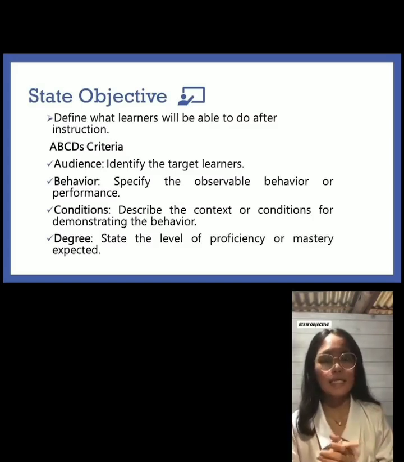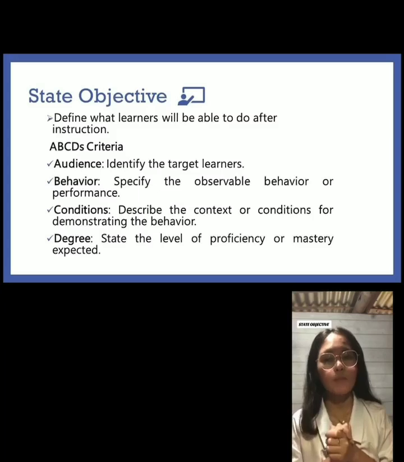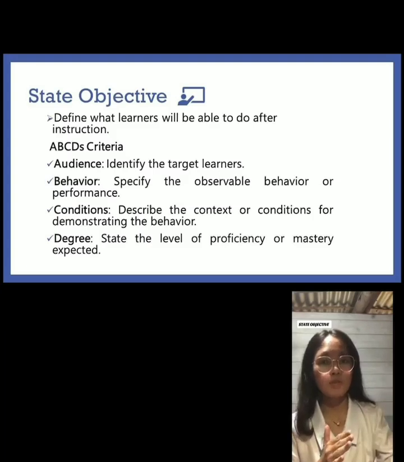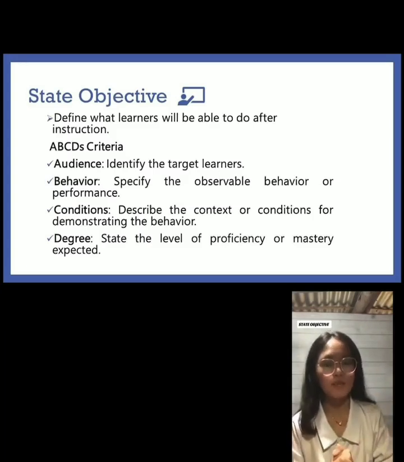So, ang kaning state objectives, kita na to siya sa mga learning objectives at like unsa ang outcomes sa imong lesson or sa imong discussion at the end of the lesson na pwede ma-apply sa students.